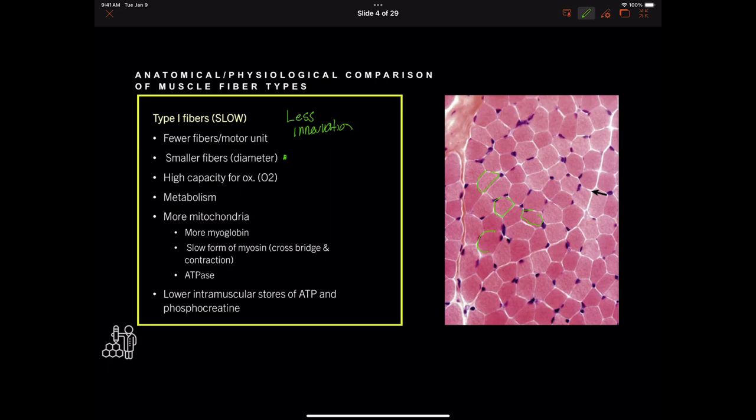This one right here is really big, so that's not going to be a type 1 fiber. This here is a type 1 fiber. I could just tell by the diameter. This here is a type 1 fiber.